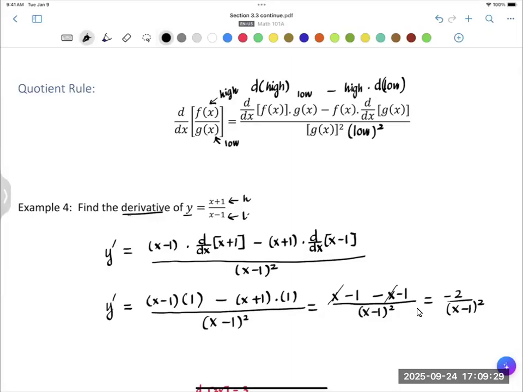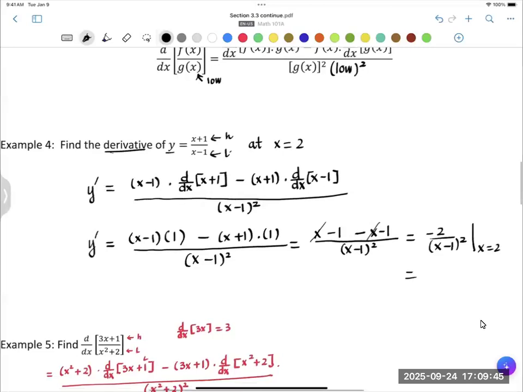So if I say I want to find the derivative of y equals x plus 1 over x minus 1 at x equals 2, then what should we do? After we find the derivative, we just put in the 2. The bar right here indicates that we put the 2 into our x. So we will have negative 2 over 2 minus 1 squared, which is negative 2 over 1, and that is negative 2. Okay, so that is how you find the derivative using the quotient rule.